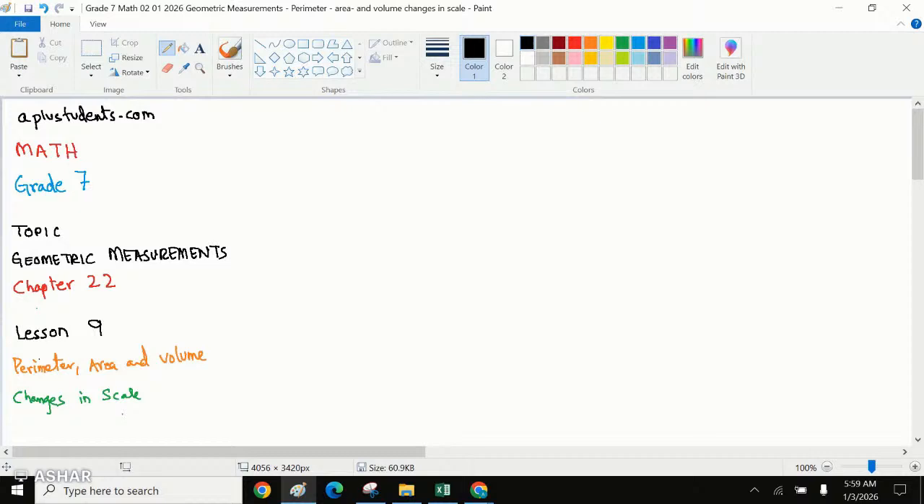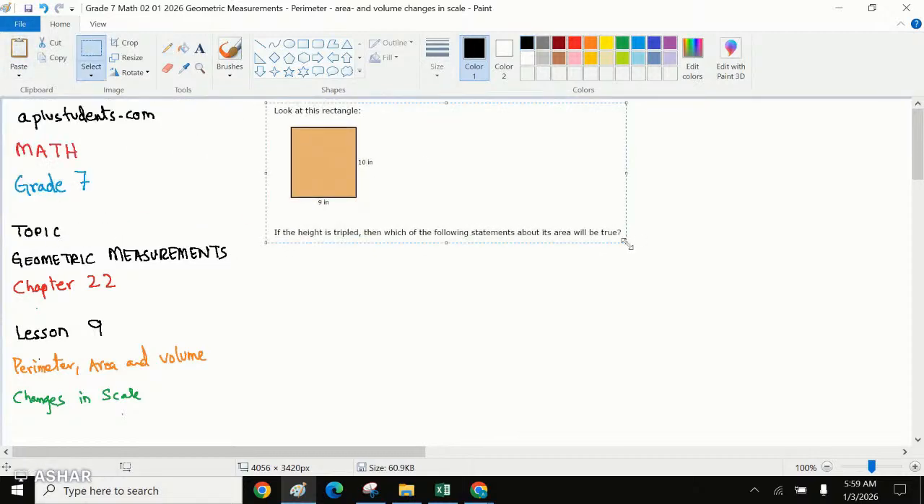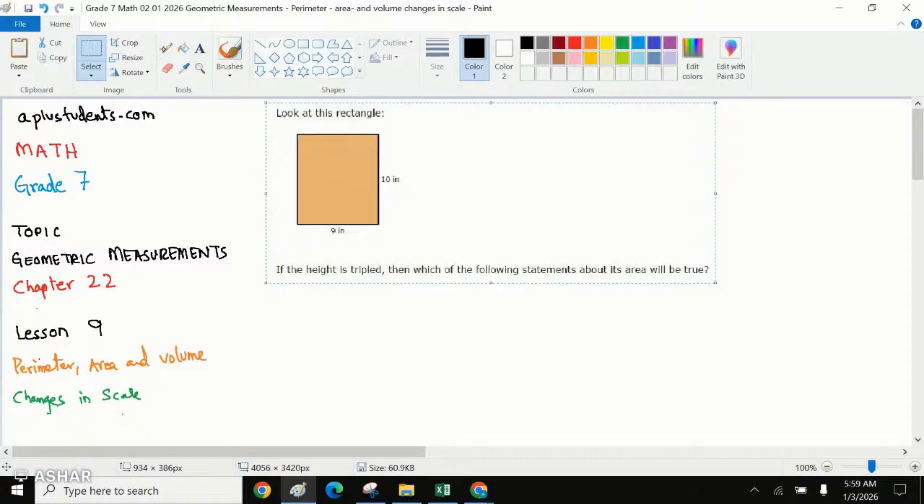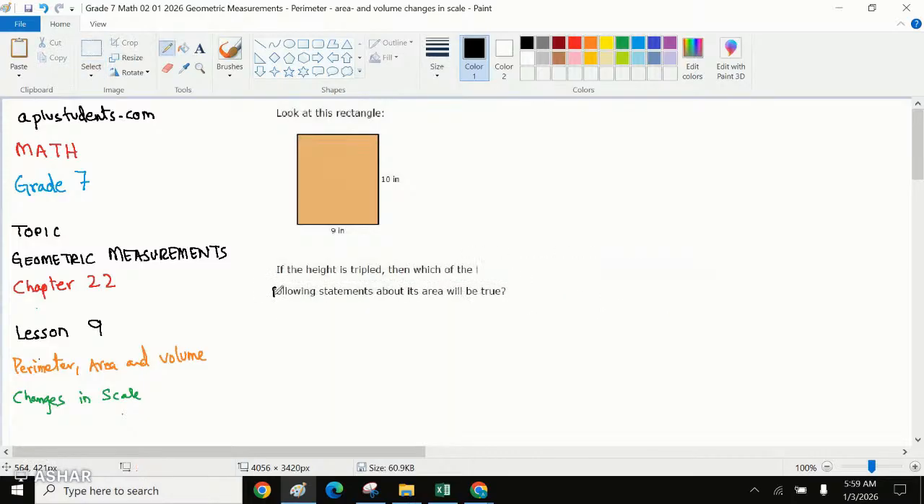Okay. We start off with question number 1. And question number 1 says, look at this rectangle. And if the height is tripled, then which of the following statements about the area is true? For this rectangle, the base, the length was 9 inches and the height was 10, right? They both are different because it's a rectangle.